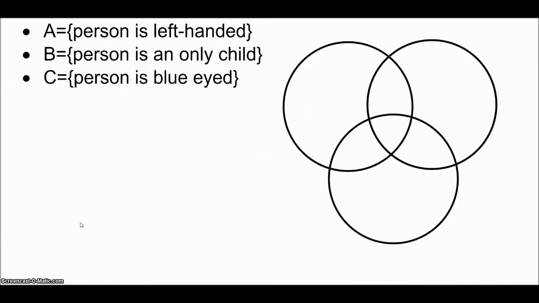Now recall earlier I said that independent events and mutually exclusive was not the same thing, and here's a prime example of that. While these events are independent, meaning that their probabilities do not affect each other, they are still overlapping. A person can be both left-handed and an only child, or be left-handed and blue-eyed, or all three. So these are not mutually exclusive events, however, they are independent events.